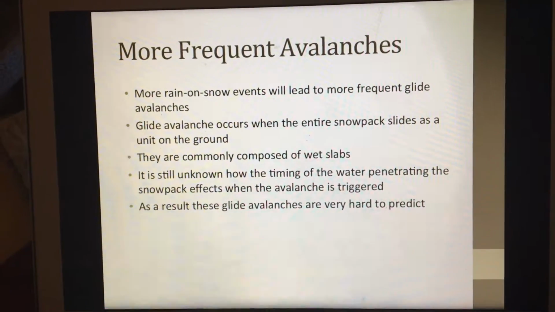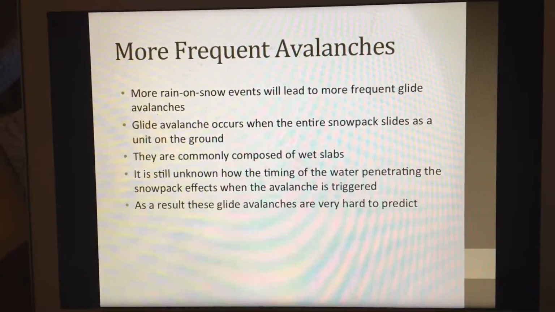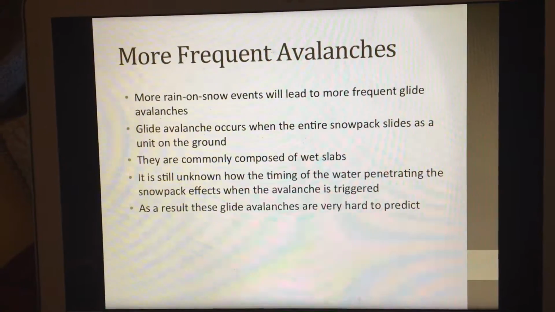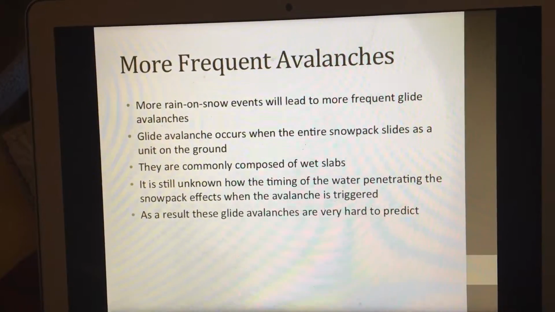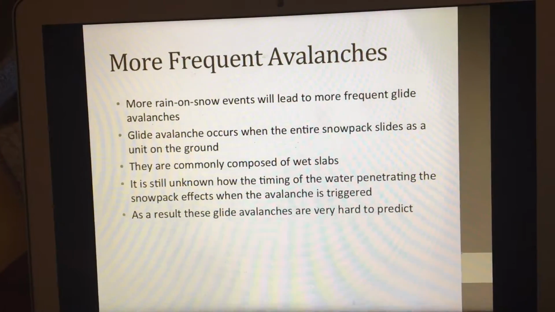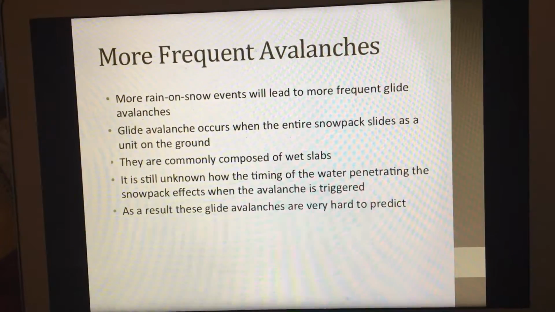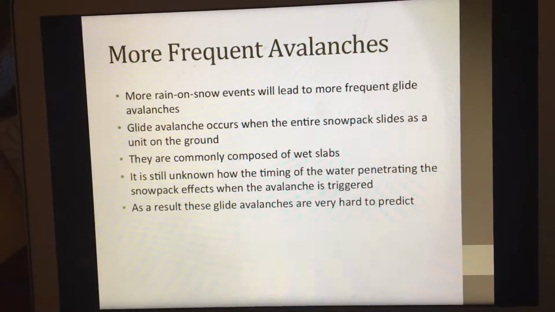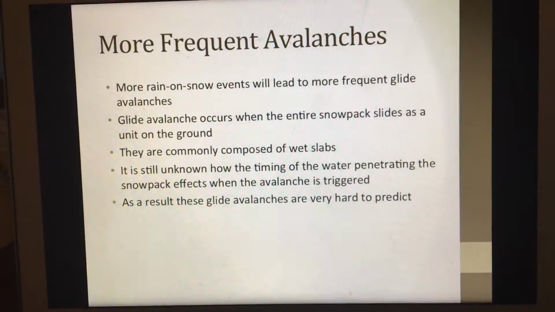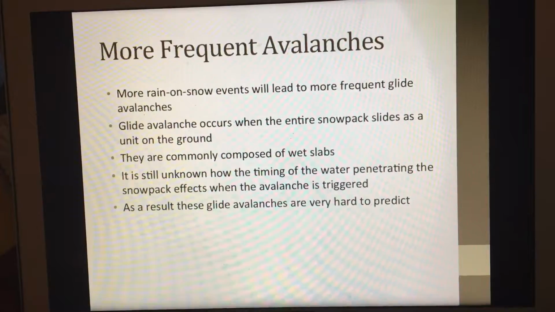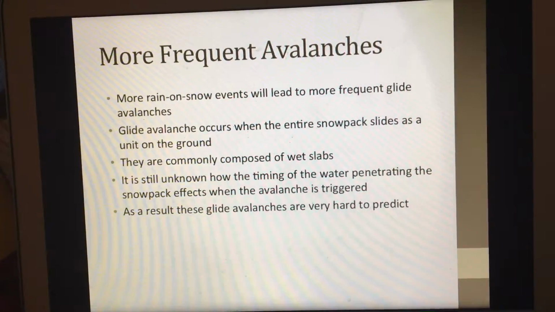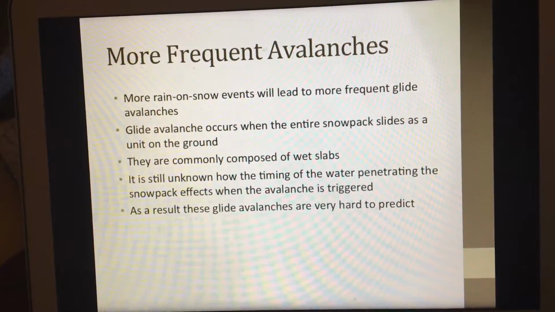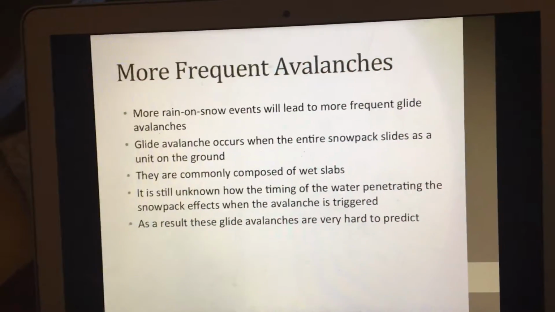So more rain on snow events are going to lead to more frequent glide avalanches. Glide avalanches occur when the entire snowpack slides as a unit on the ground. They are commonly composed of wet slabs. So when water starts seeping through the snowpack, it begins to lubricate the space between the snowpack and the ground, causing the unit to break apart completely and stay connected. And they are commonly composed of wet slabs because the snow on top is very wet. It is still unknown how the timing of the water penetrating the snowpack affects when the avalanche is triggered. So as a result, these glide avalanches can be very hard to predict.